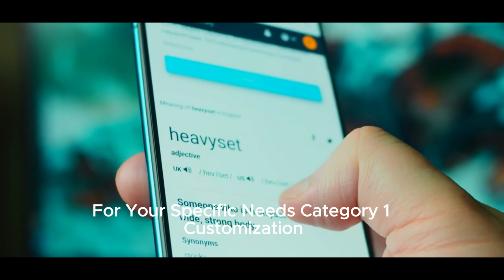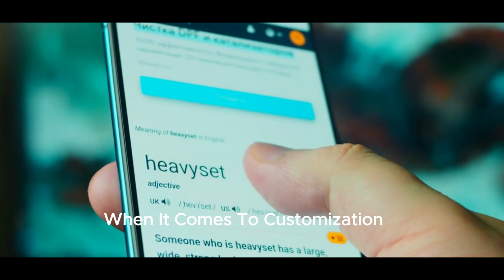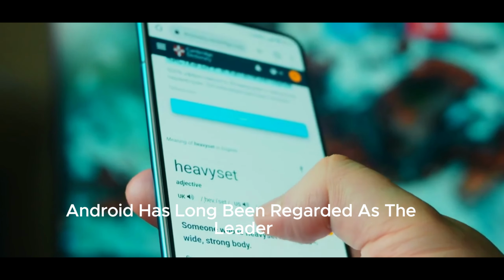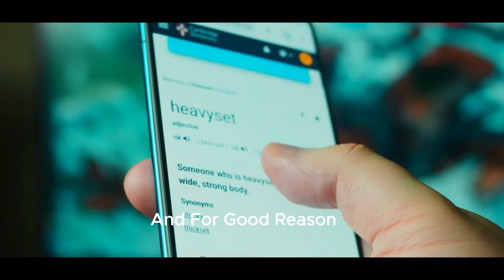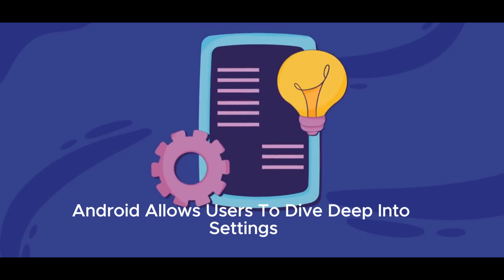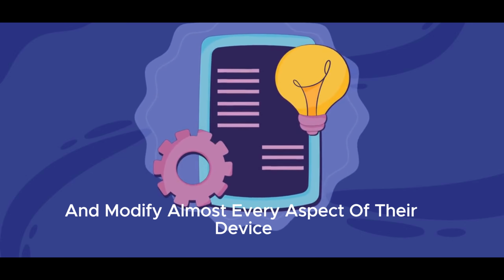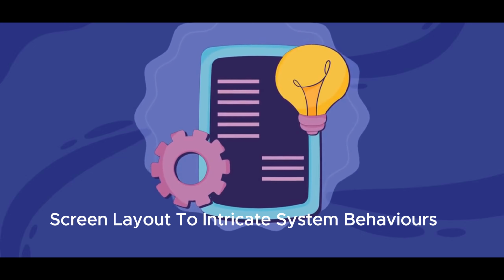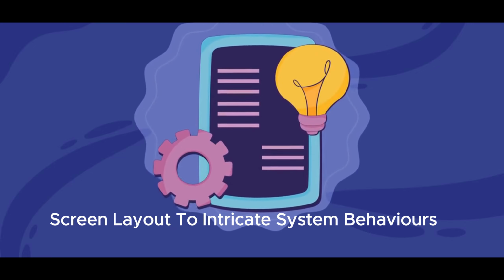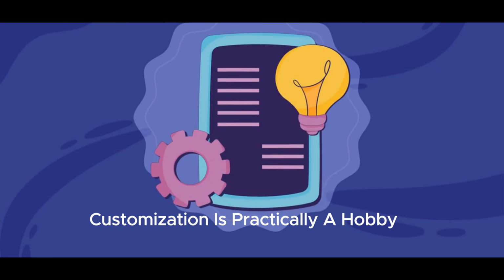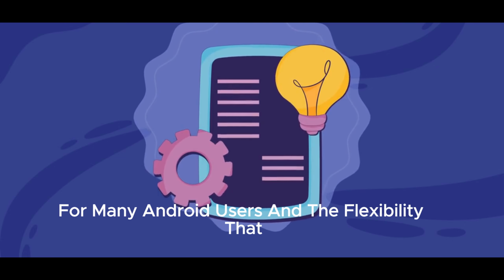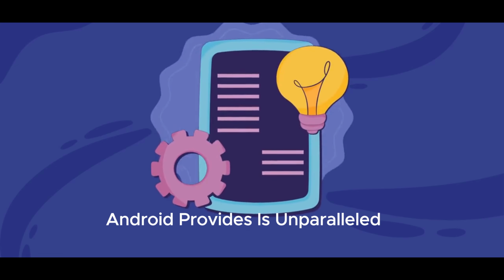Category 1. Customization. When it comes to customization, Android has long been regarded as the leader, and for good reason. Android allows users to dive deep into settings and modify almost every aspect of their device, from the home screen layout to intricate system behaviors. Customization is practically a hobby for many Android users, and the flexibility that Android provides is unparalleled.